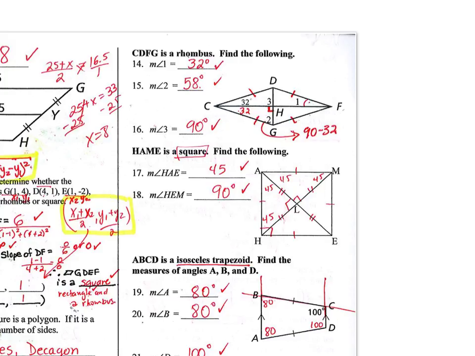And in the rhombus, angle C and angle F are across from each other. Angle C and angle F are congruent. Yeah, they're congruent. And D is congruent to G.